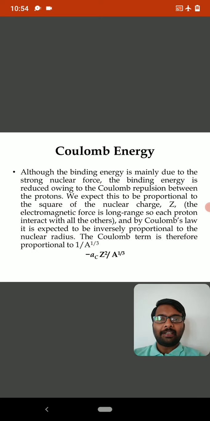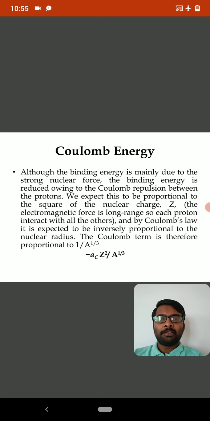as like charges always repel each other. So because of that reason there will be a reduction in binding energy because of that Coulomb repulsion between the protons. So this Coulomb repulsive force is responsible for this Coulomb energy. This Coulomb energy term is proportional to the square of the nuclear charge Z, and in accordance with Coulomb's law, it is inversely proportional to the nuclear radius.